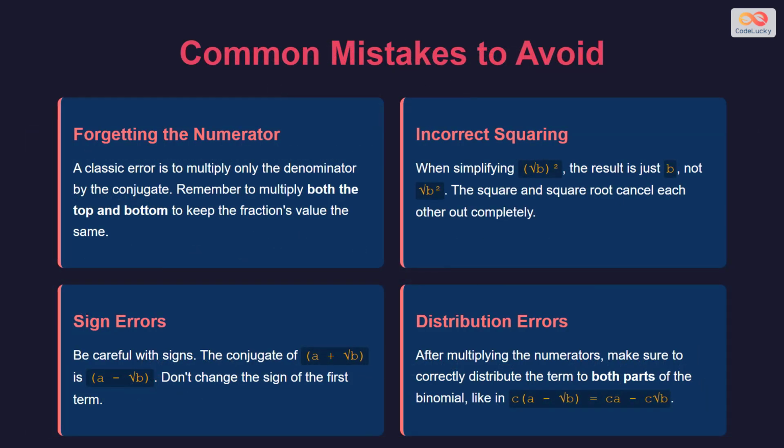There are a few common pitfalls to be aware of. First, don't forget to multiply the numerator. Whatever you do to the bottom, you must also do to the top. Second, remember that squaring a square root, like the square root of b, simply gives you b. The radical disappears. Also, be careful with your signs when finding the conjugate. Finally, ensure you distribute correctly when simplifying the numerator.